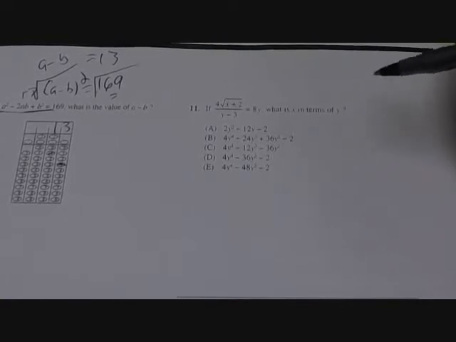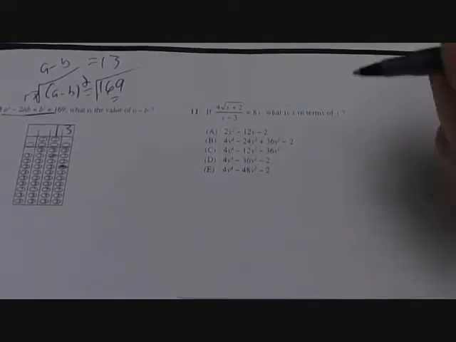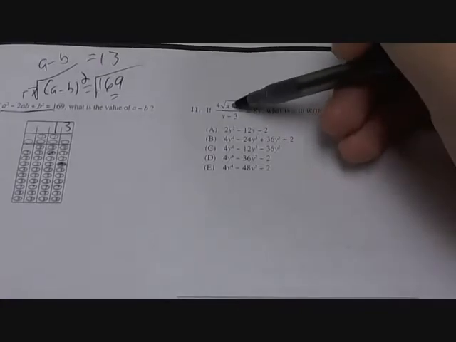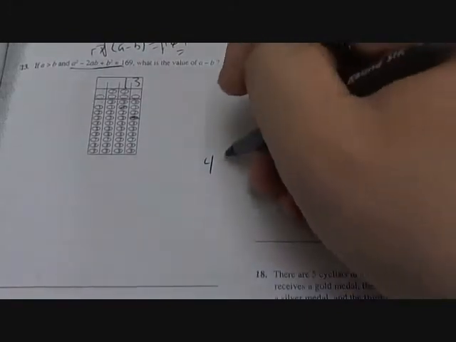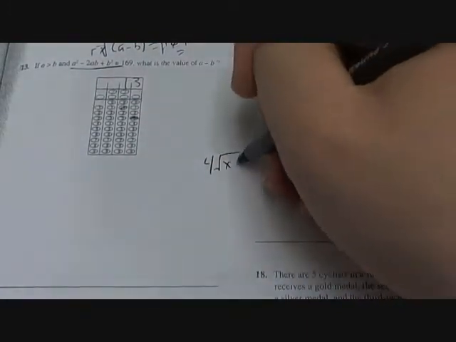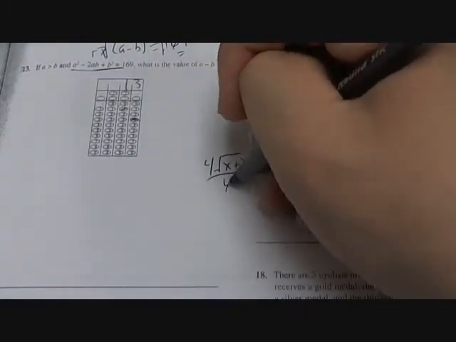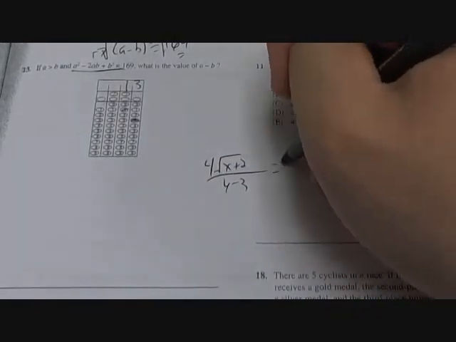Alright, number 11. If 4 times the square root of x plus 2, divided by y minus 3, is equal to 8y, what is x in terms of y? So you're pretty much just solving for x. So all the y's have to go to the other side. So this is pretty much simple algebra work. It just takes a while. So let's get started. 4 square root of x plus 2 divided by y minus 3 is equal to 8y.